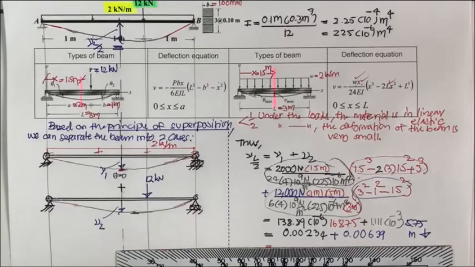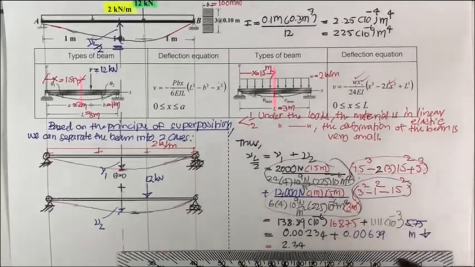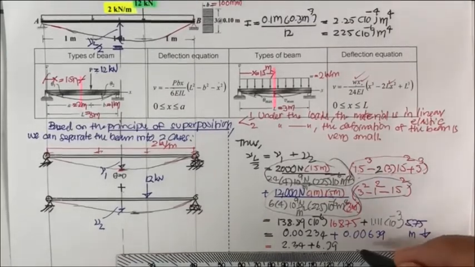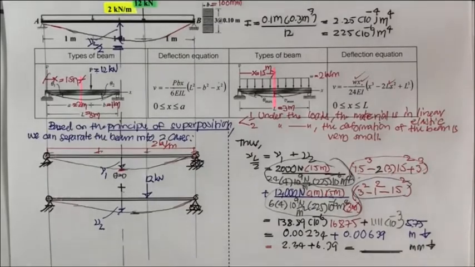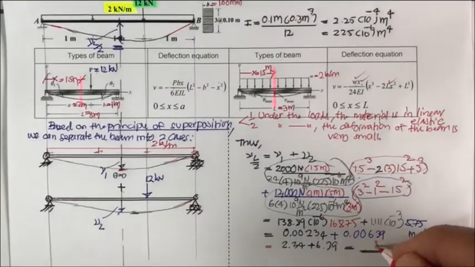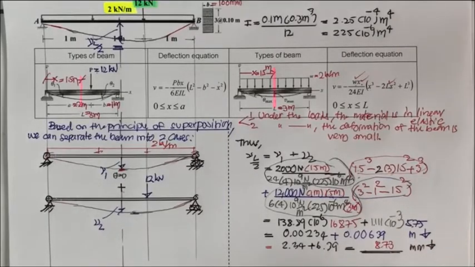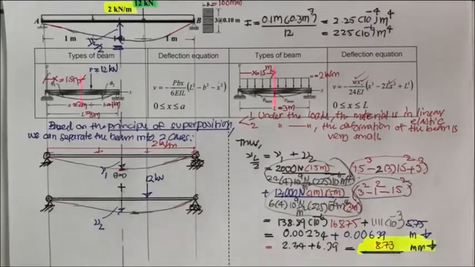So by this one, you may get 2.34 in millimeter plus 6.39, and the result you are going to have is in millimeter, and it's going to be downward. That is going to be what? 8.70. Is this 8.70 going to be the maximum deflection? I said, sometimes yes, sometimes no.